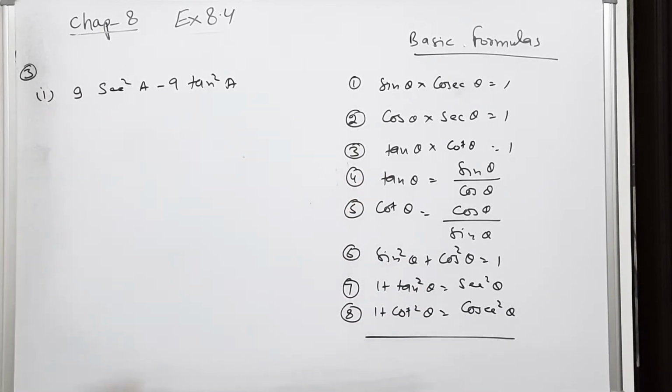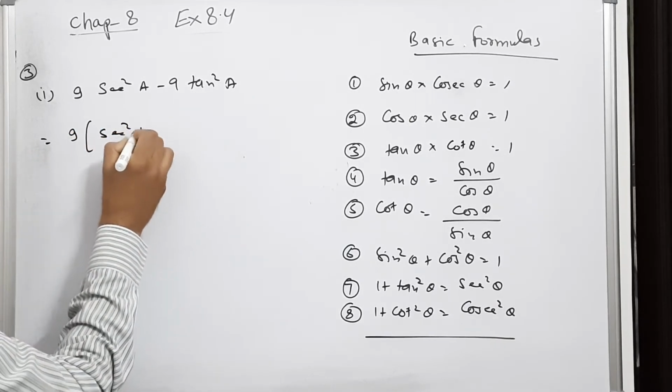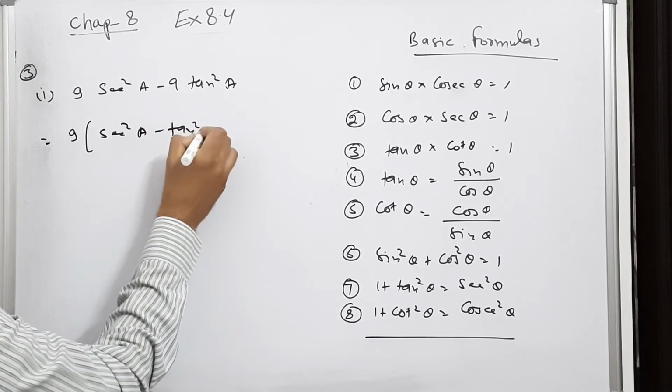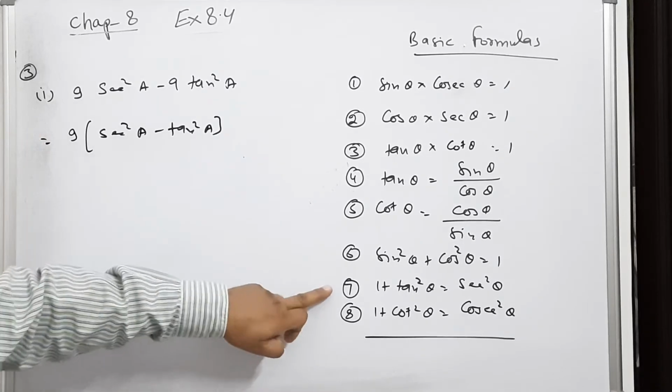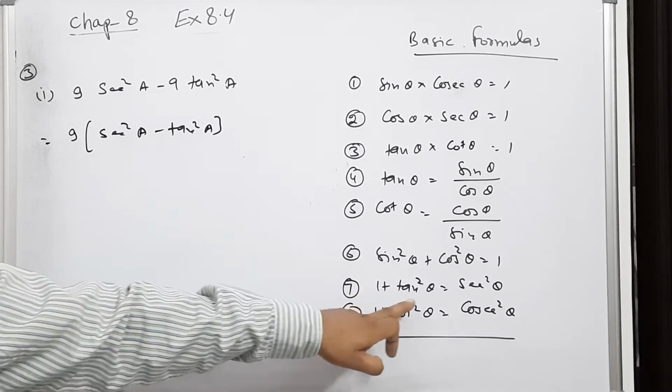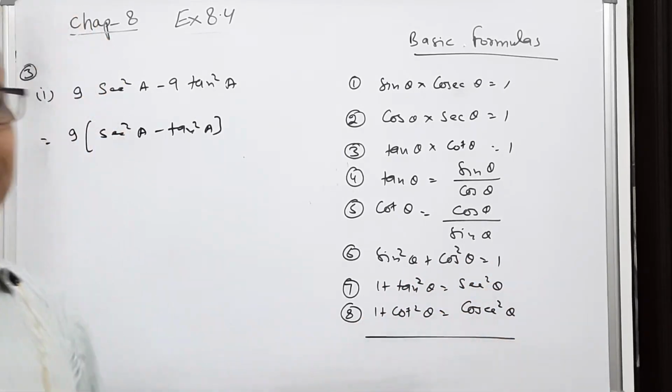Now I am using these formulas to solve this problem. If I take 9 common, it is sec square A minus tan square A. See from this formula, 1 plus tan square is sec square. So if you take tan square to that side, then what is sec square minus tan square?